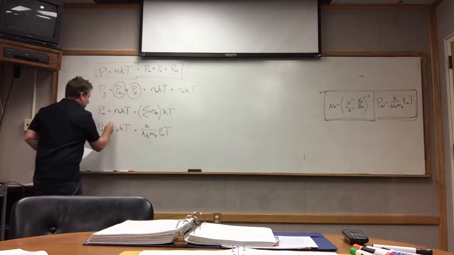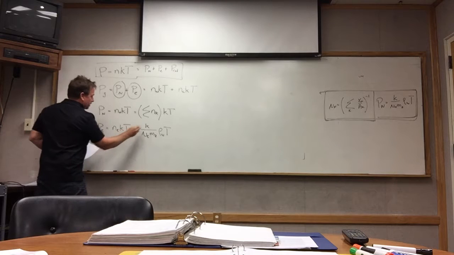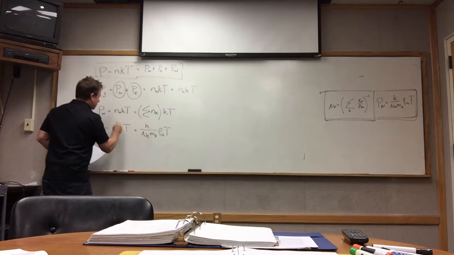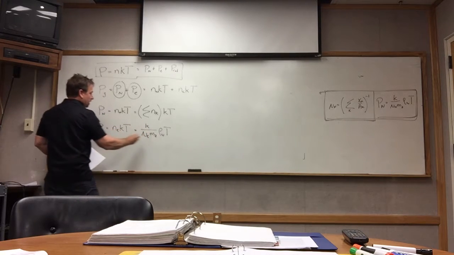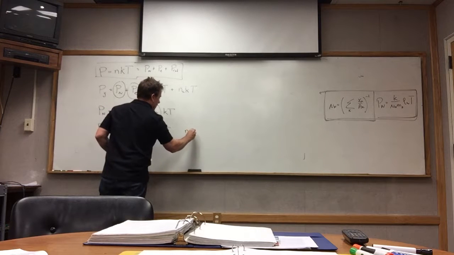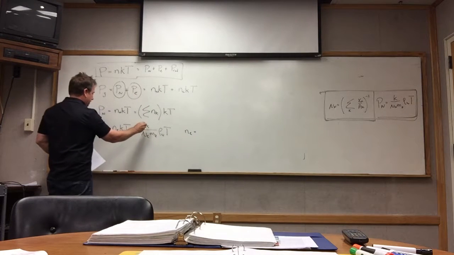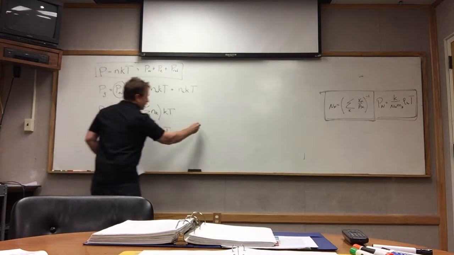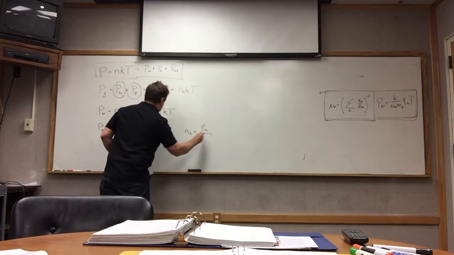We're just going to solve this equation right here. Here's your k, here's your k, here's your T. We're just going to solve this equation here, and we're going to get n_e equals rho_n over mu_e m_a.